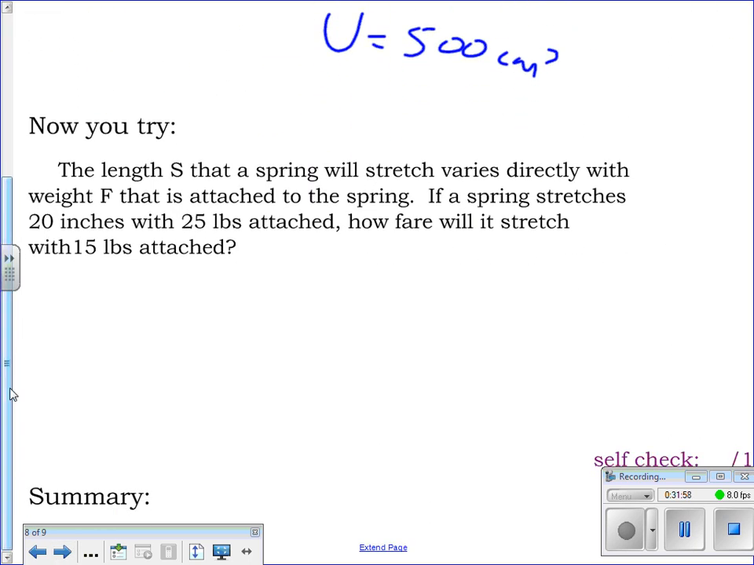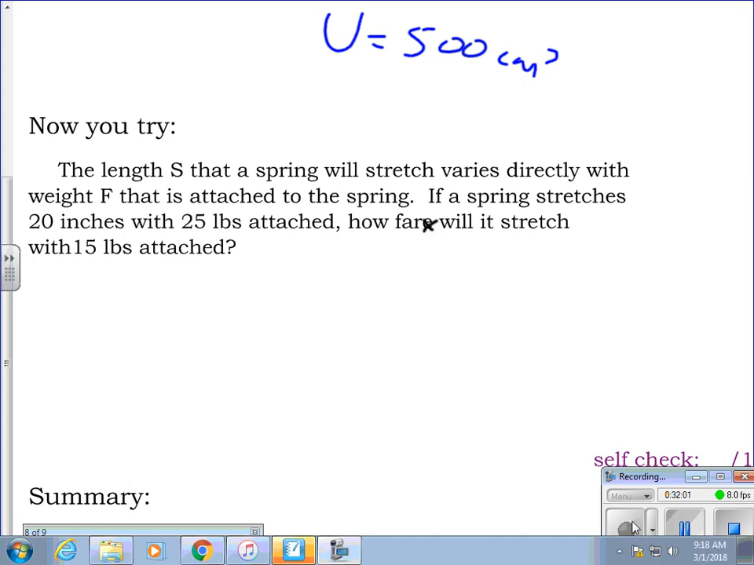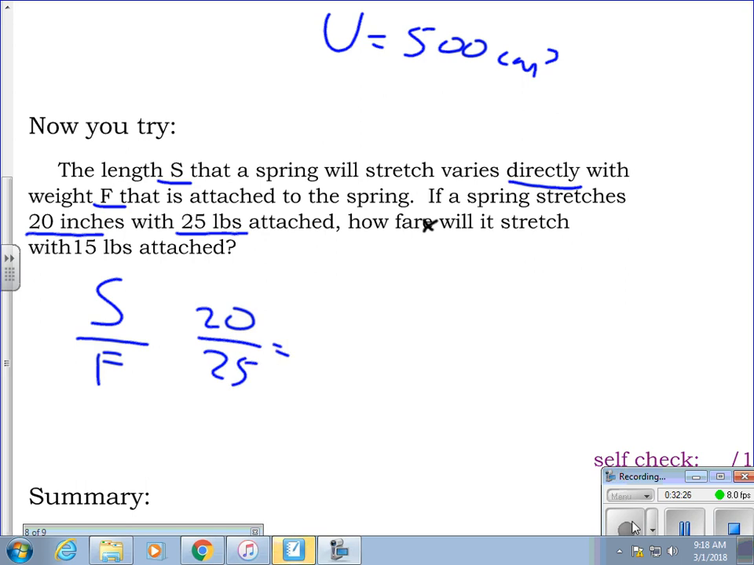Okay, now it's your turn. Here we go. Let's finish this up. So our two variables are S and F, and it is direct variation. Direct means I divide. That means I have S divided by F. And I plug in the values that it gives me. Stretches 20 inches, 25 pounds, 20 over 25 equals, we don't know, over 15.